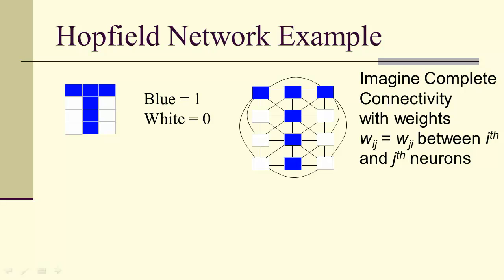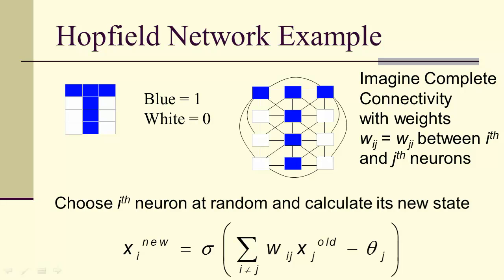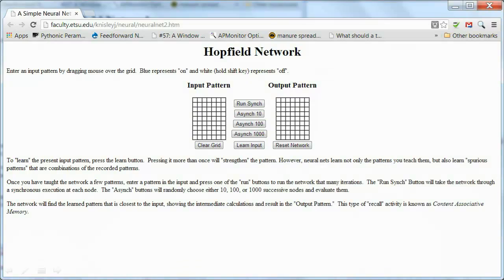Now we imagine complete connectivity with all these weights. I haven't shown all the edges here. We just want to imagine that every single one of these rectangles is connected to every other rectangle. And then we want to choose the ith neuron at random and calculate its new state.